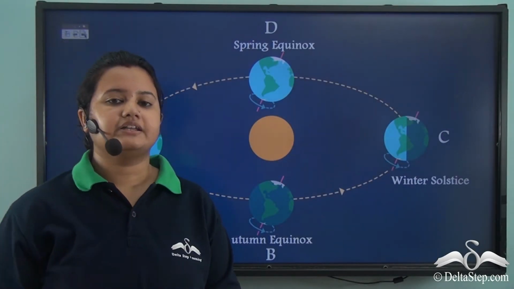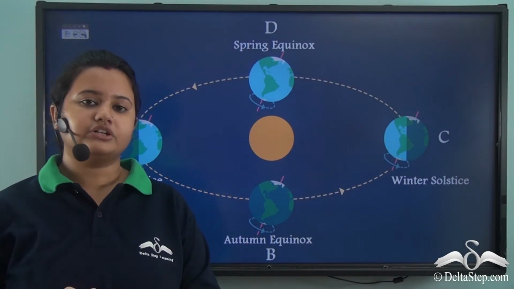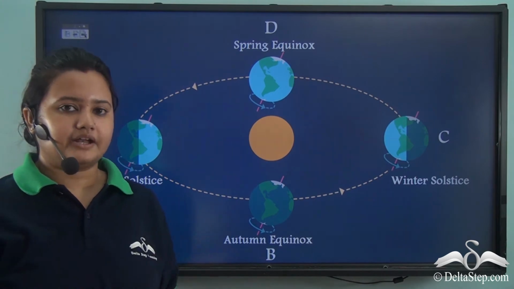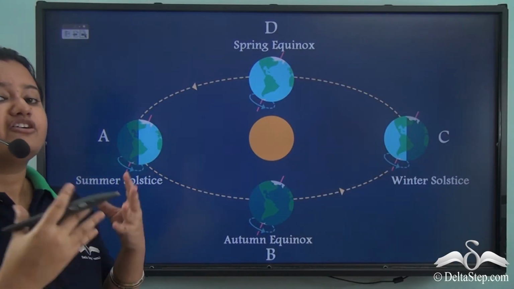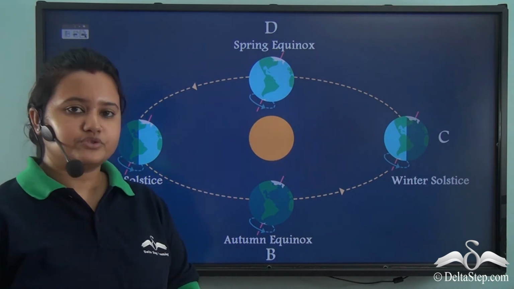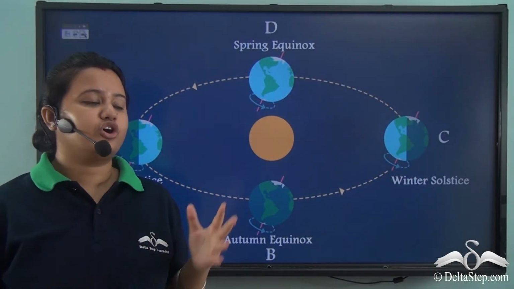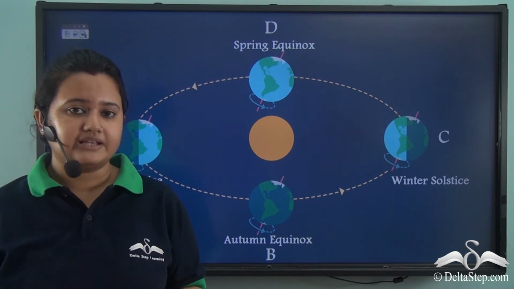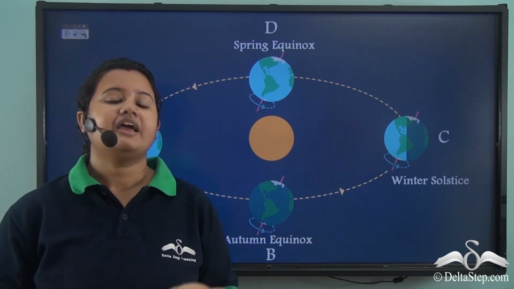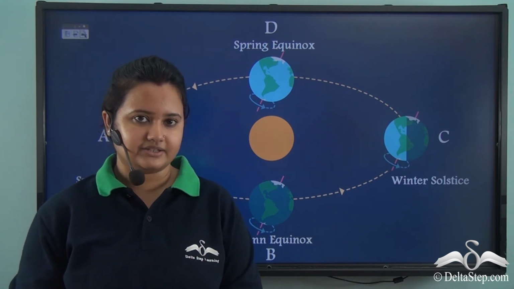So these are the different positions of the earth with respect to sun. As the earth revolves around the sun, the earth faces these different positions. Now, in which of these positions do you think the shifting of pressure belts will occur? Well, I'll help you to answer this.